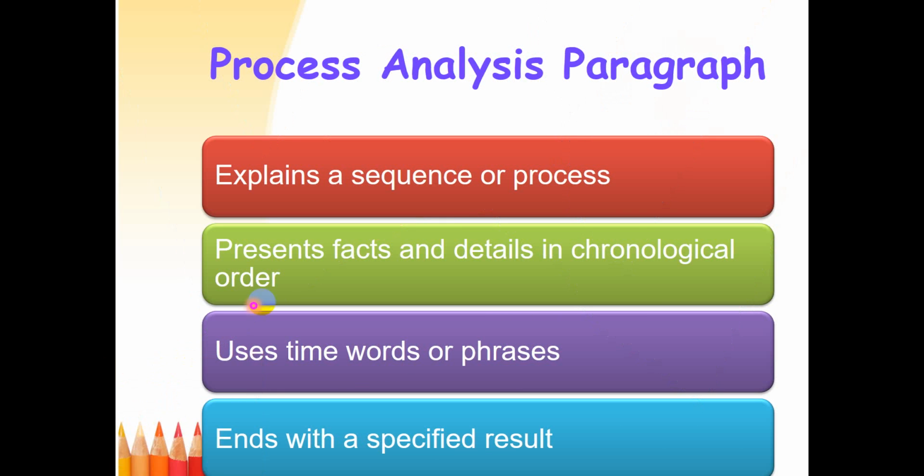Okay, so a process analysis paragraph explains a sequence or a process. In the paragraph, sometimes we need to present facts or detailed information in chronological order. Why? Because it is a process, so you have to make it chronological. If you do not do it chronologically, then the process will go back and forth and we cannot guarantee the result. Since this is a process and it should be done chronologically, you have to use time words or time phrases, which we know as transitions. The last one, this process should end with a specified result.